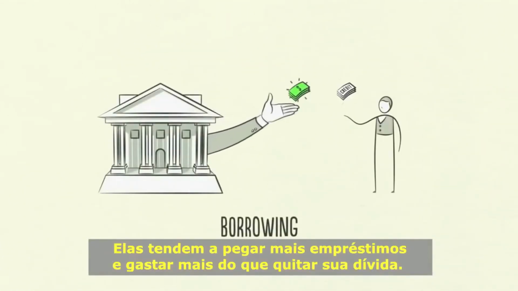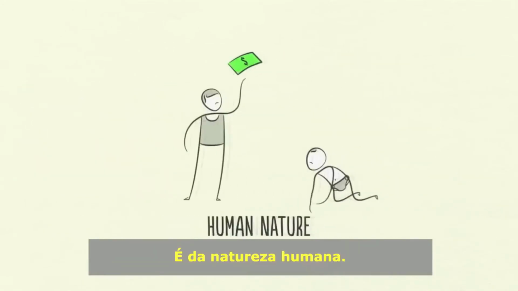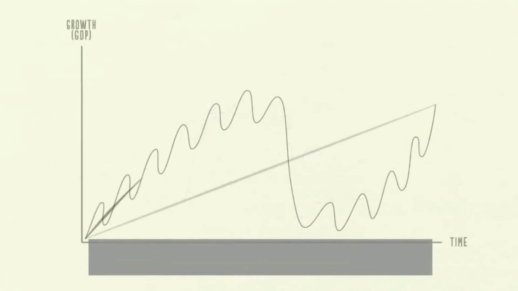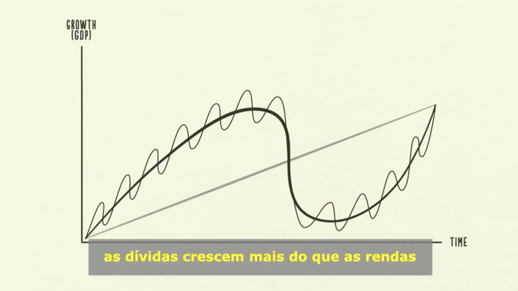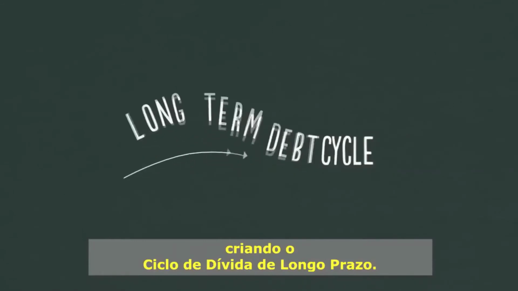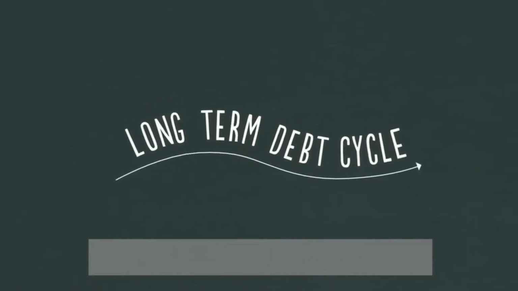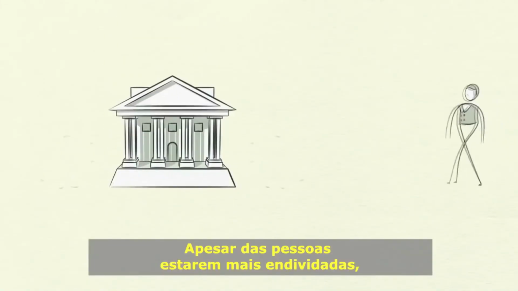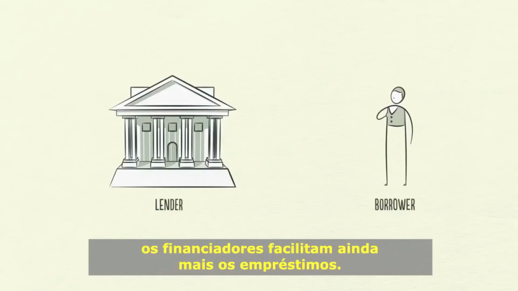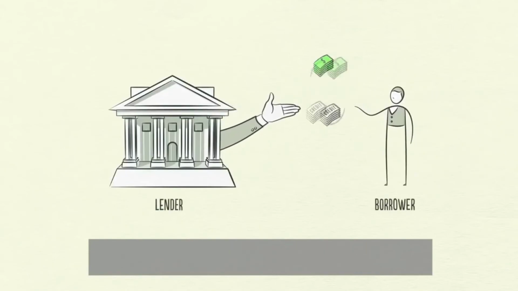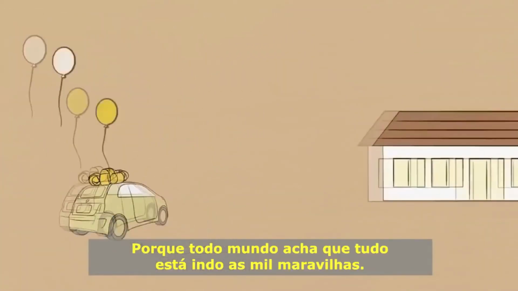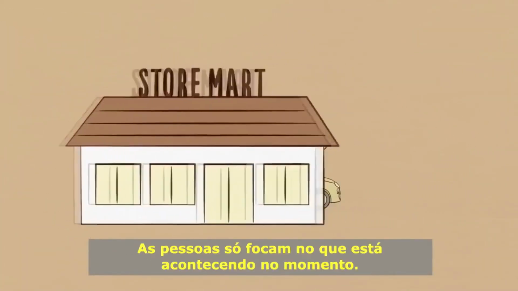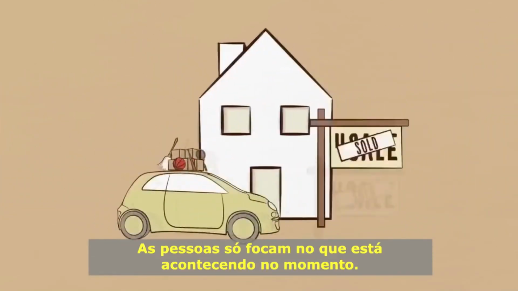They have an inclination to borrow and spend more instead of paying back debt. It's human nature. Because of this, over long periods of time, debts rise faster than incomes, creating the long-term debt cycle. Despite people becoming more indebted, lenders even more freely extend credit. Why? Because everyone thinks things are going great. People are just focused on what's been happening lately.